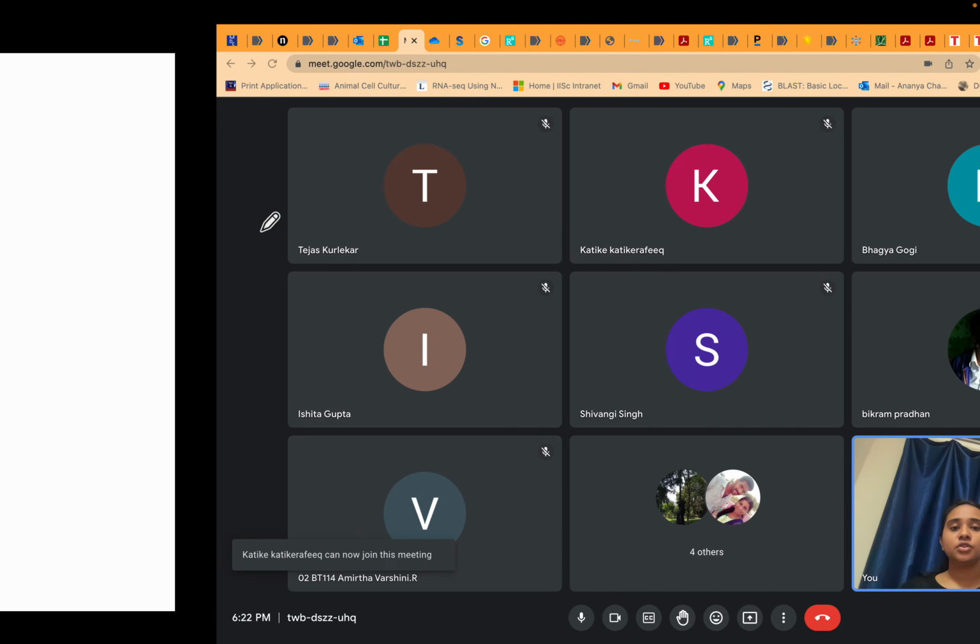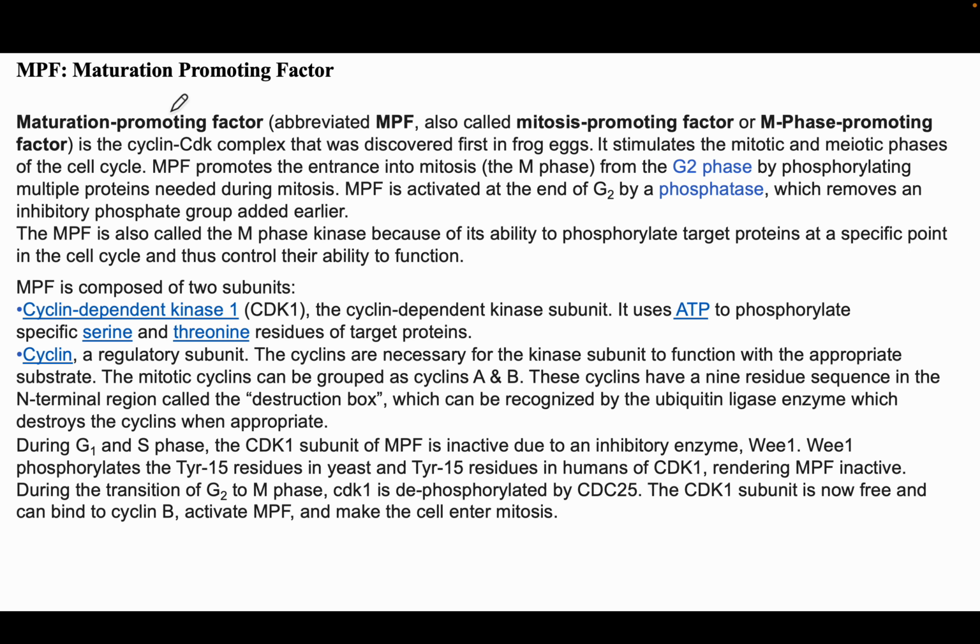Okay, so to elaborate more, MPF is maturation promoting factor, also abbreviated as MPF, mitosis promoting factor or M phase promoting factor, a cyclin CDK complex that was first discovered in frog eggs. It stimulates the mitotic and meiotic phases of the cell cycle. MPF promotes the entrance into mitosis from the G2 phase by phosphorylating multiple proteins needed during mitosis. It is activated at the end of G2 by a phosphatase, which removes an inhibitory phosphate group added earlier. MPF is also called the M-phase kinase because of its ability to phosphorylate target proteins at a specific point in the cell cycle and thus control their ability to function.